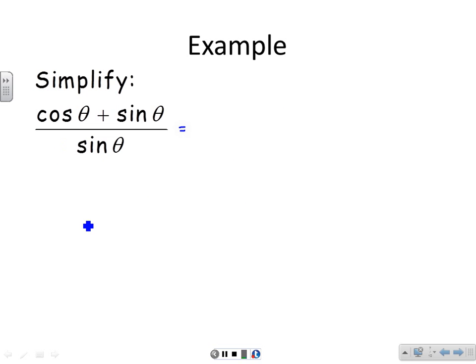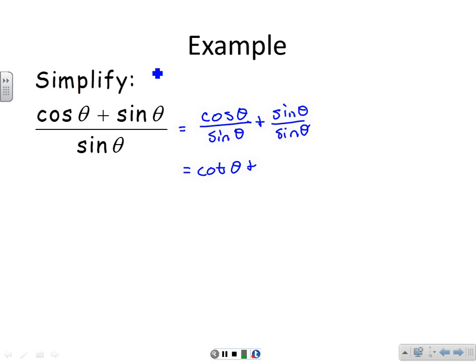So what I can do is break this up, because there's going to be a common denominator, of cosine theta over sine theta plus sine theta over sine theta. And again, that's just working backwards, because to get this, we would have had to get a common denominator and then put everything together to make one fraction. Now I see that cosine theta over sine theta is the same as cotangent theta. And then, of course, sine theta over sine theta is going to be 1. So you get cotangent theta plus 1.